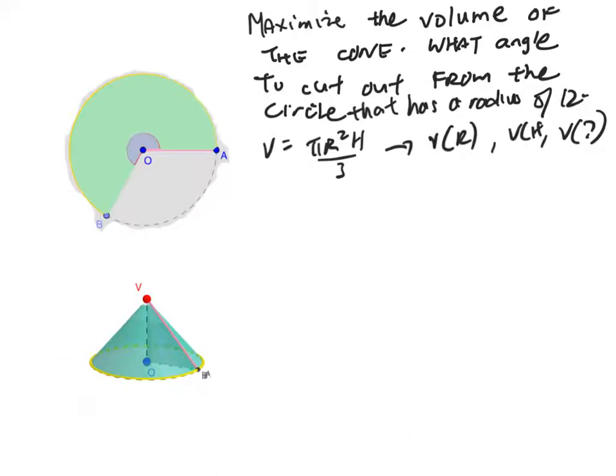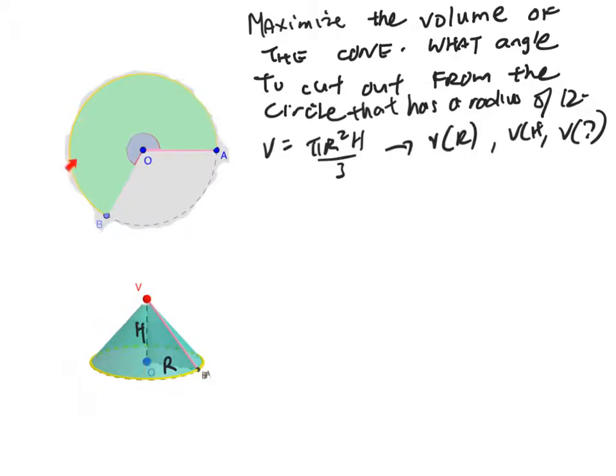So let's have a look at the dimensions of this cone here. We know that the cone has a height and a radius. In this case, we'll call this h and this r. And if you notice in this h and r, we have a right-angled triangle right over here. Now we have to figure out how this cone is made.